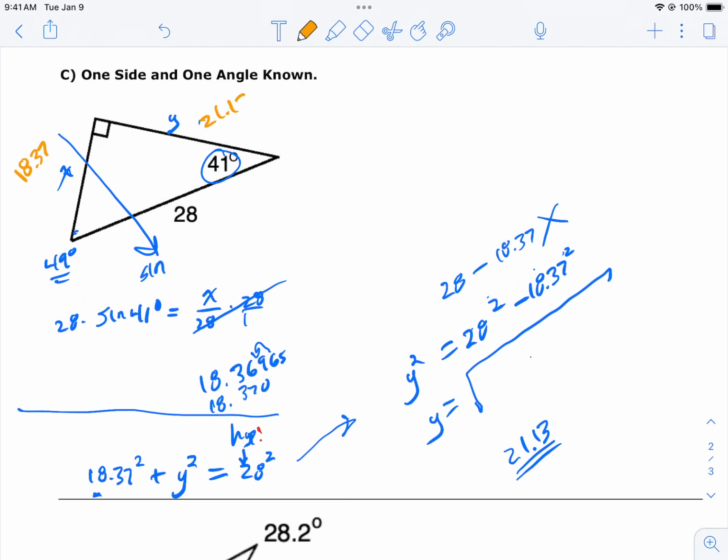Did I already solve this triangle? Boy, that didn't take so long, huh? So even though it sounds like more work, find everything, it really doesn't take that much longer.